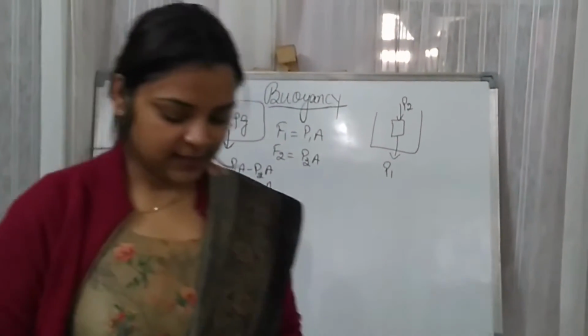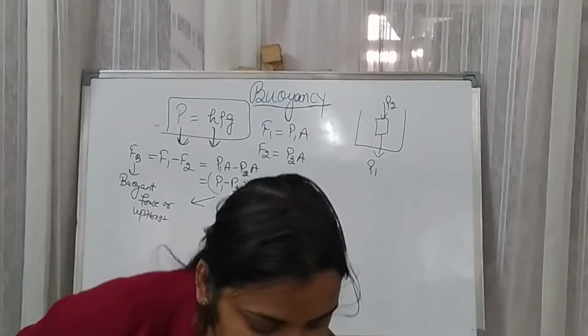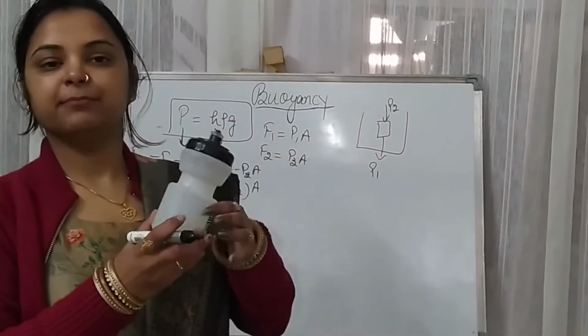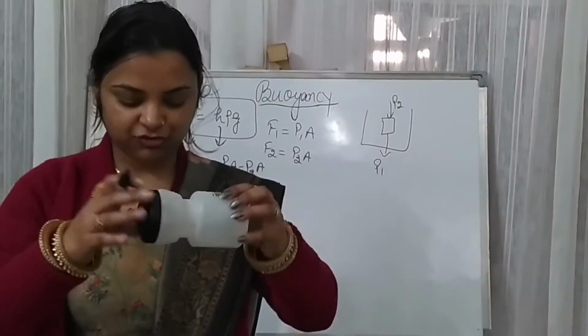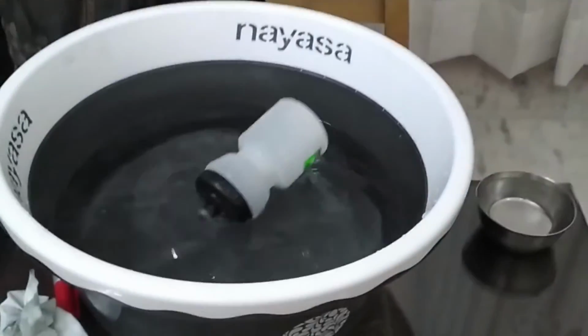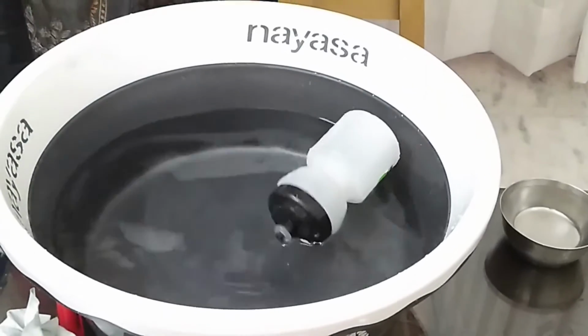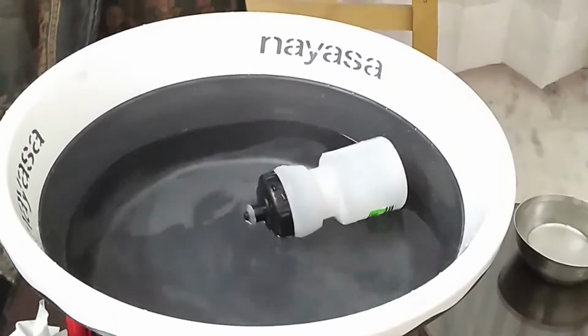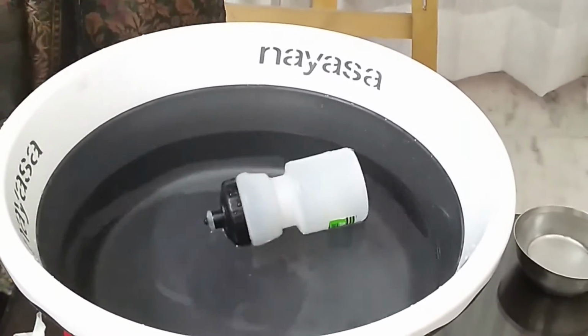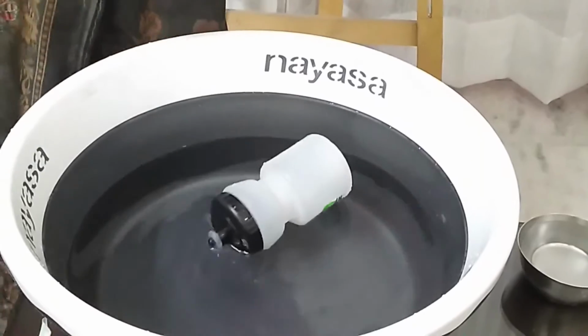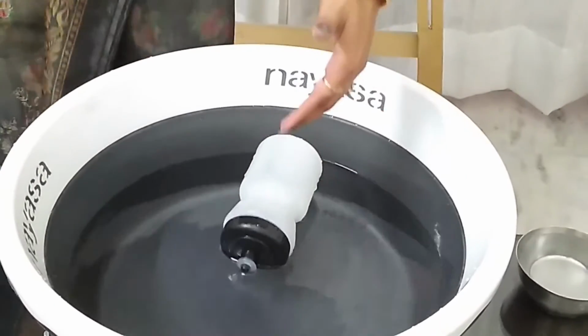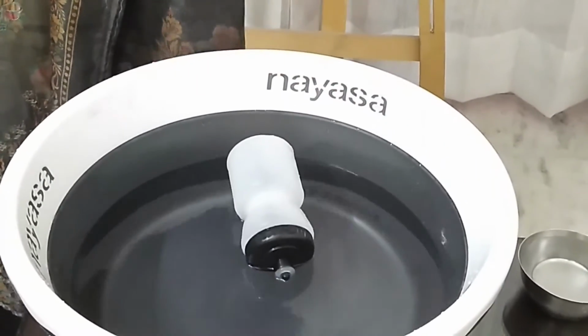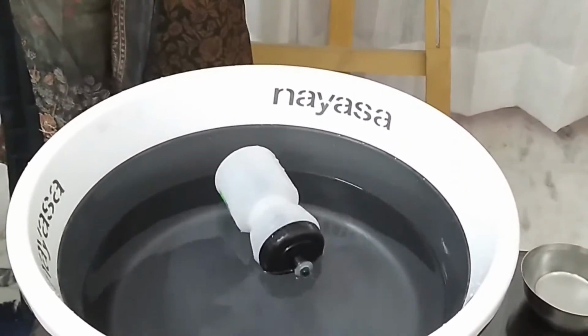Now let's take another example to prove this. Take an empty plastic bottle and drop it inside the container. What do you observe? What do you notice? That it starts to float, right? What is the reason? We know that the upward thrust applied by the liquid on this object is the reason that it starts floating.